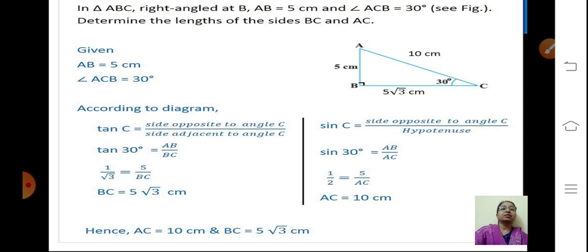So whatever is given, you write down first. AB 5 centimeter and angle ACB 30 degree, right? Now from the diagram, let us see what is tan of angle C. Definition of tan is opposite side upon adjacent side. So with respect to angle C, opposite side is AB and adjacent side is BC. So therefore tan of, now angle C is how much? It is 30 degree. So tan of 30 degree is equal to AB upon BC.